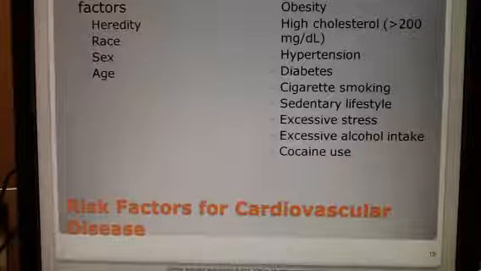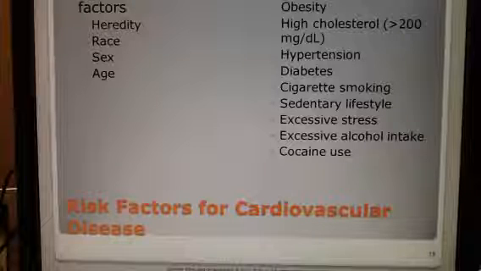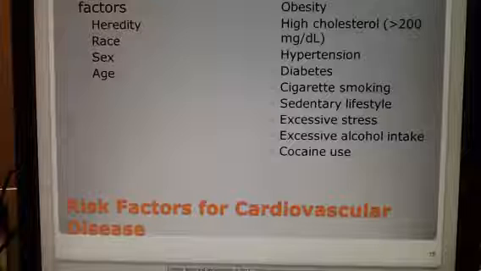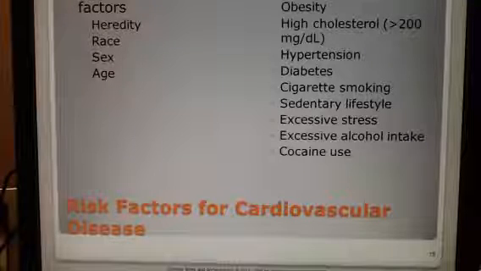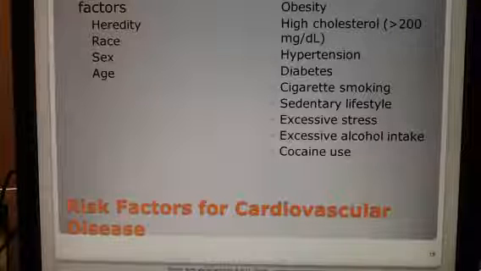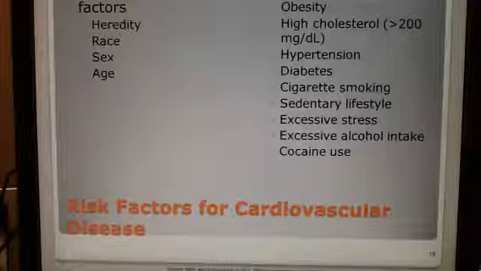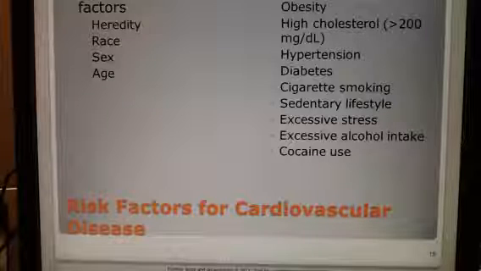Excessive alcohol intake. If you have more than 2 drinks for men and more than one alcoholic drink for women per day, then you're at more of a risk for cardiovascular disease. And then cocaine and methamphetamine use put you at a high risk for cardiovascular disease and sudden cardiac arrest because it puts so much stress on your heart. So those are the risk factors.